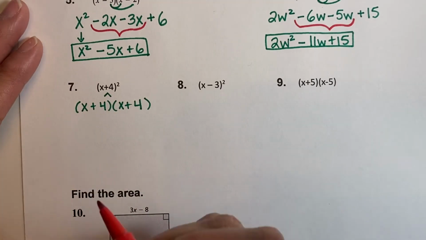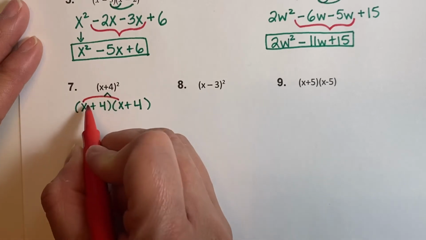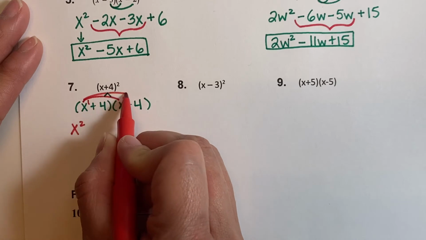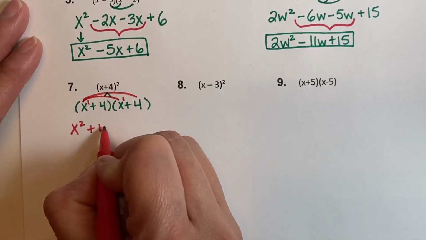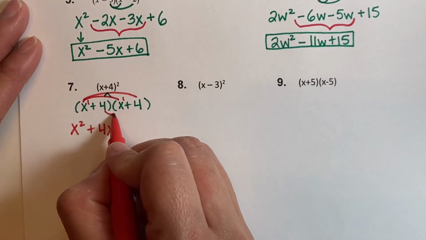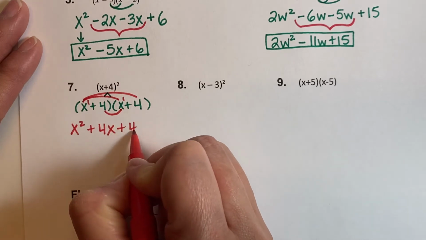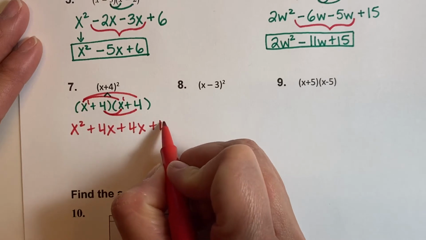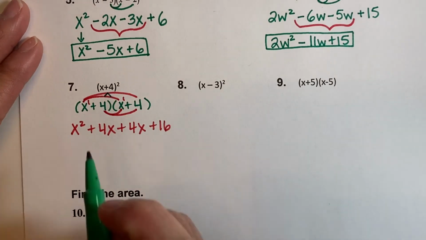First, outer, inner, last. I'm going to multiply x times x. I am going to get x squared. X times 4, I get plus 4x. 4 times x, I get plus 4x. And last, I take 4 times 4, plus 16. Combine your like terms.